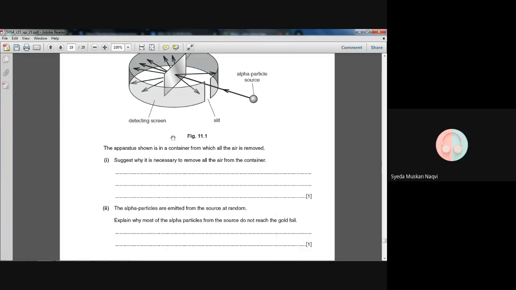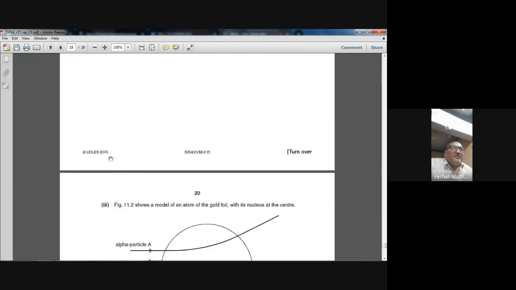I have written that alpha particles are moving in all directions, so only few of them are going to pass through the slit. Instead of saying moving, underline that word moving and write emitted. Now read your answer. Alpha particles are emitted in all directions, only few of them are going to pass through the slit. Only few of them are going in the direction of the slit. Okay, it's good.